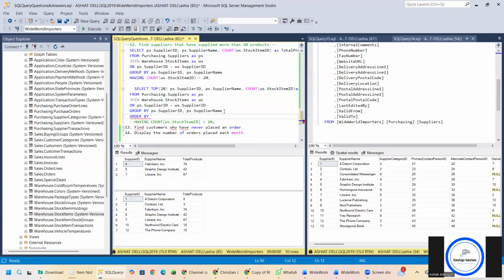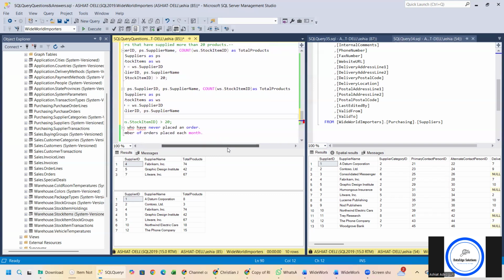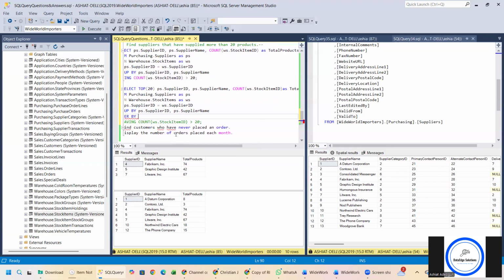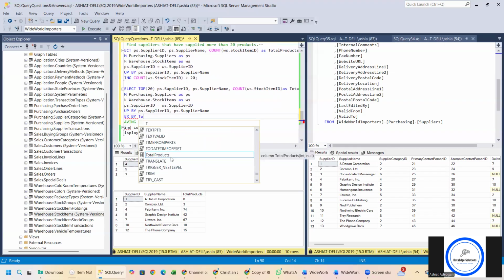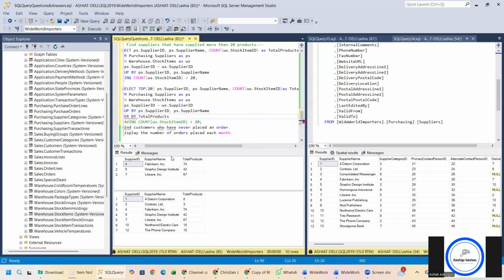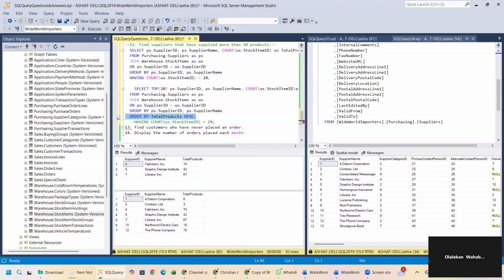If you order just by total products, okay, let's order by the total products, in the same order, descending order, for both. Copy it to the other. Yes, copy it.